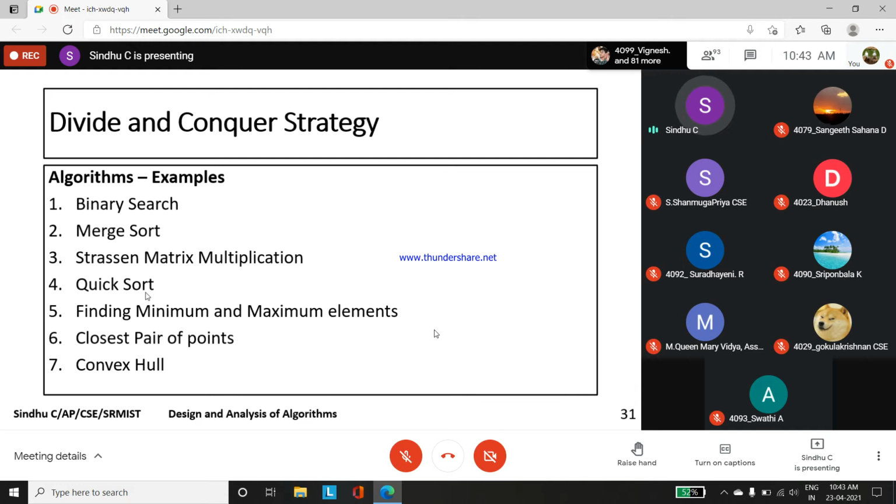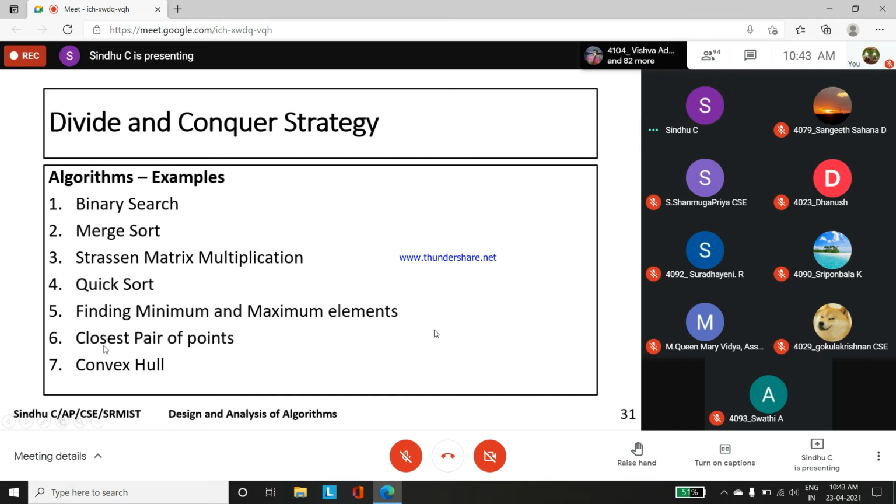And quicksort, where you take a pivot element from the given array. It can be the last element, first element, or a random element, and that element you try to put in the correct place of that array. Then you pick the next element, and so on. Then you have finding minimum and maximum elements in an array, right?